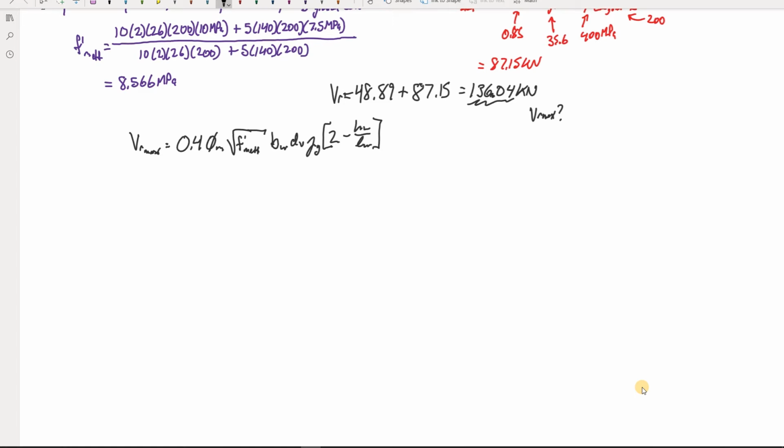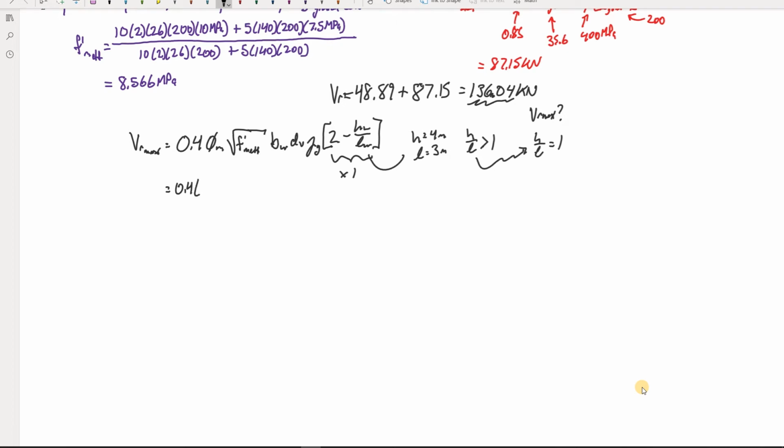The only thing is that when it comes to this aspect ratio, we need not take it any higher than 1. In this case, our height is equal to 4 meters and length is equal to 3 meters. So if you look at H over L, it's greater than 1. So let's just go ahead and use H over L equal to 1. Actually, this entire term just ends up multiplying by 1, so 2 minus 1.